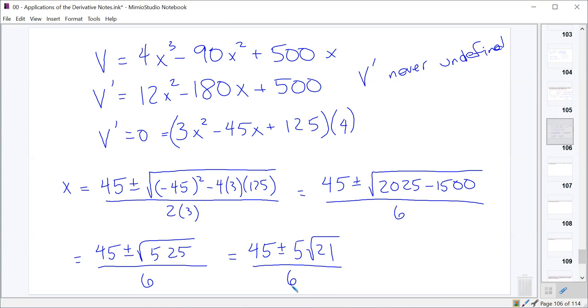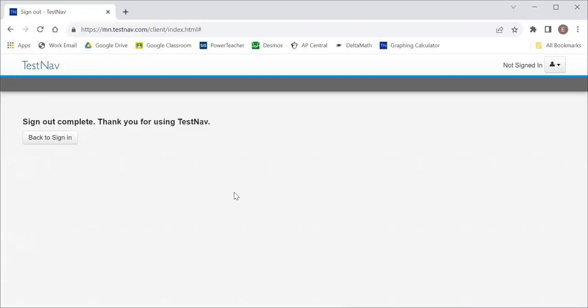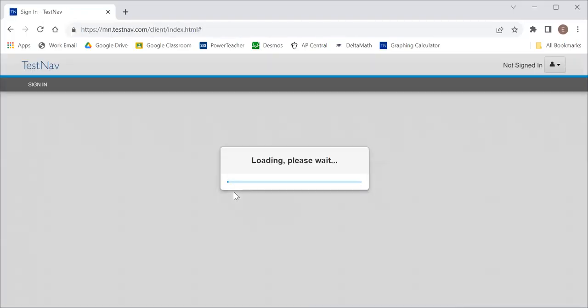And so we might need to then go in and use our graphing calculator to just approximate what those values are. Just make sure they're both between 0 and 10. So let's real quickly do that. And we'll need to reopen this graphing calculator here.